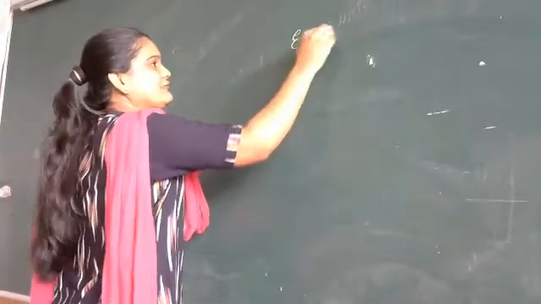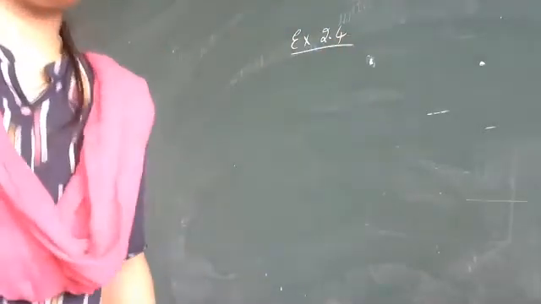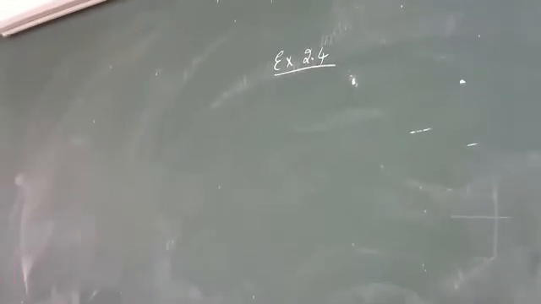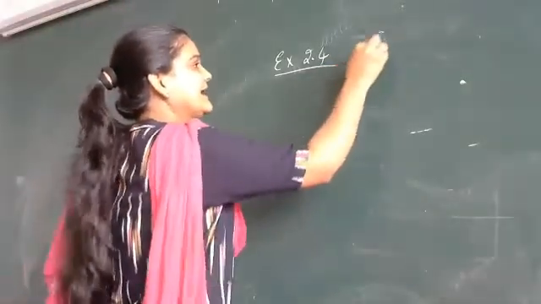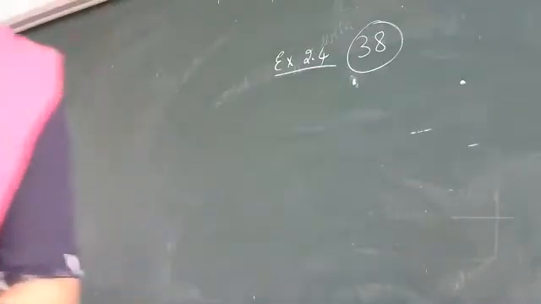So now we will start with the last part of exercise 2.4. Children, tell me if the board is not visible. Is the board visible? Okay. So children, page number 38. Page number 38. Okay? Just see.